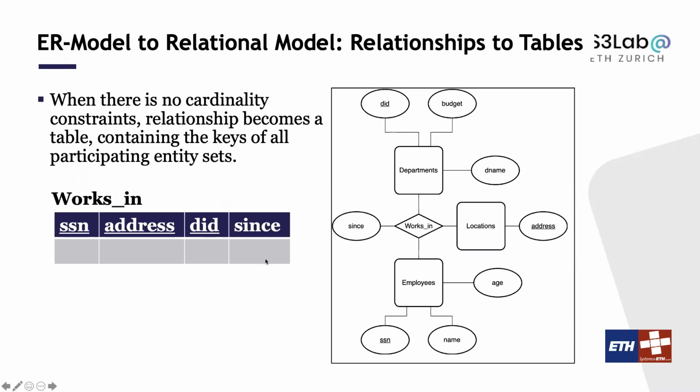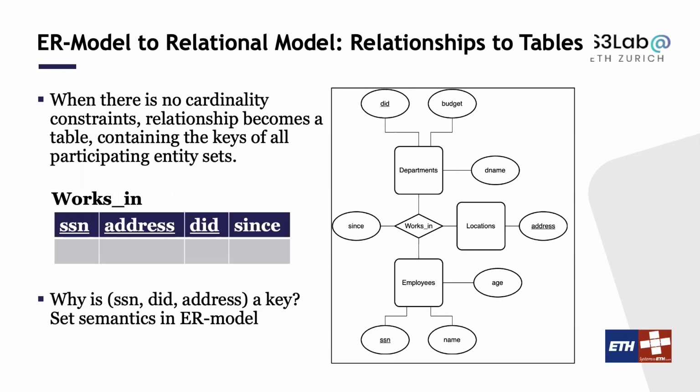Essentially, this relationship in the ER diagram becomes this relation in the relational model. One thing we need to be careful about is that it's easy to see that you should have 4 attributes here, because you have 3 entity sets and 1 attribute. It becomes a relation with 4 attributes. So what is the key here? Because I do not have any cardinality constraint, the key is the combination of SSN, the address, and the department ID, which is a combination of the keys of all the participating entity sets.